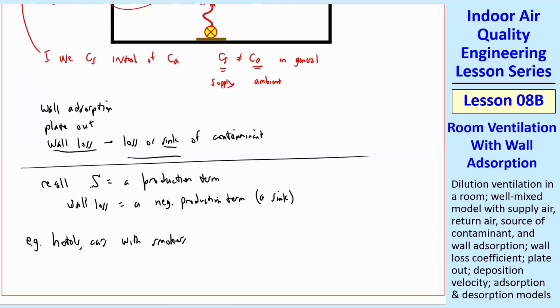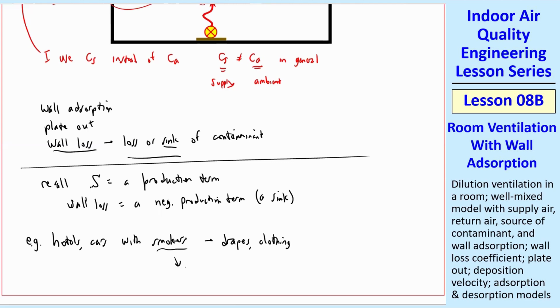Some examples of this would be hotels or cars with smokers. Now, when I was growing up, people could smoke in hotel rooms. Now, I guess there are still some smoking rooms that you can order if you really want to. But if you've ever been in a car, house, apartment, or hotel room where people have smoked, you can really smell it. Smoke gets into especially cloth things like drapes and clothing. You can smell it on people that have smoked. Their clothes smell like cigarettes.